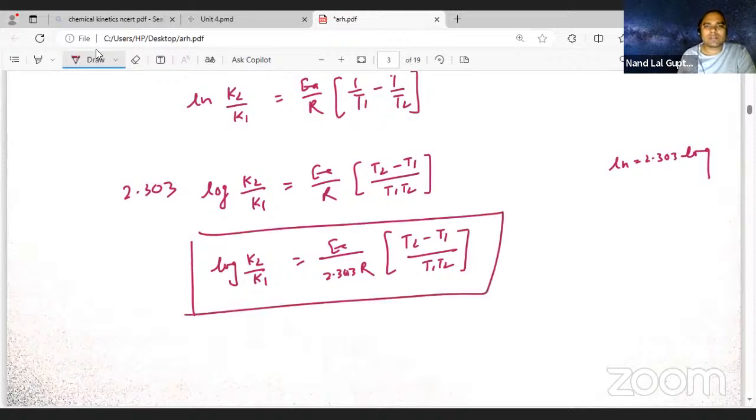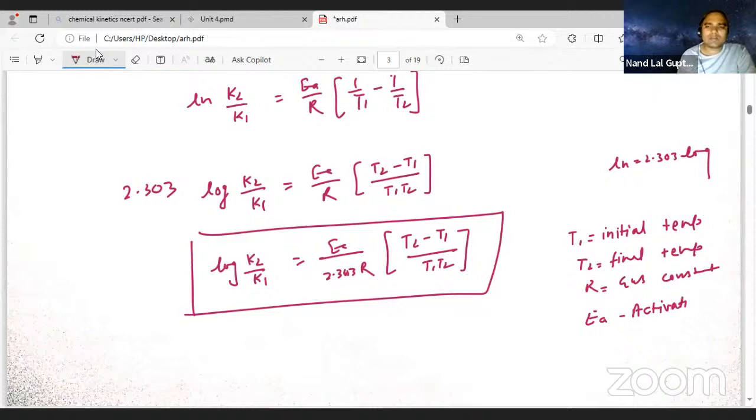This is our required equation. T1 is the initial temperature, T2 is the final temperature, R is the gas constant, Ea is the activation energy, and K1 and K2 are the rate constants. Now let us try to solve some of the problems.